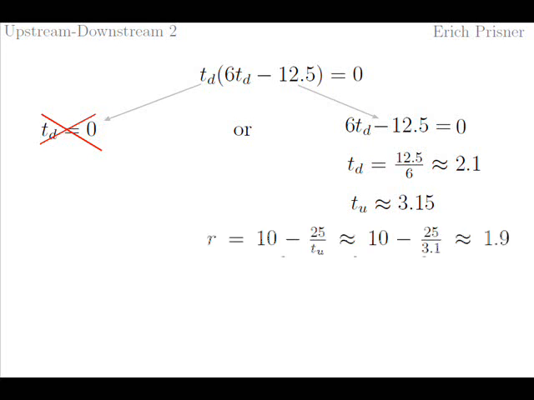For the river speed we get r equals 10 minus 25 over tu, which is about 10 minus 25 over 3.1, which is about 1.9. It's almost the same solution as in the previous example, since of course the times are about 1 hour apart. But this is a coincidence.